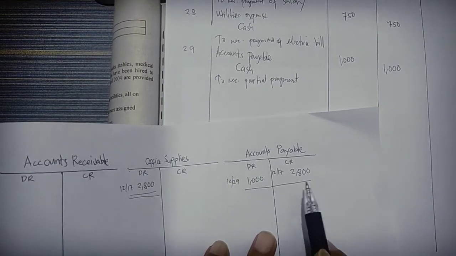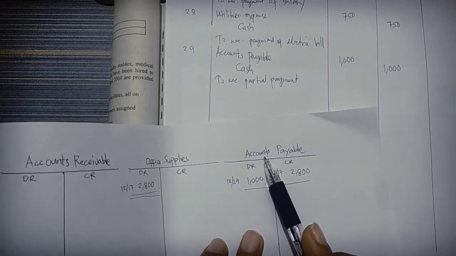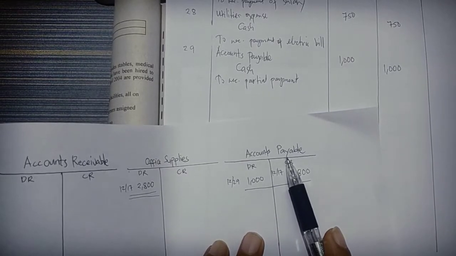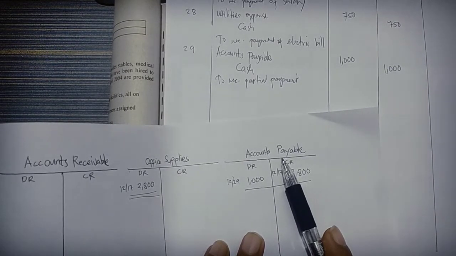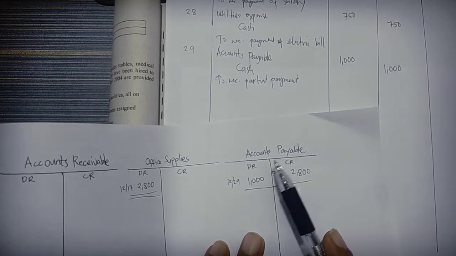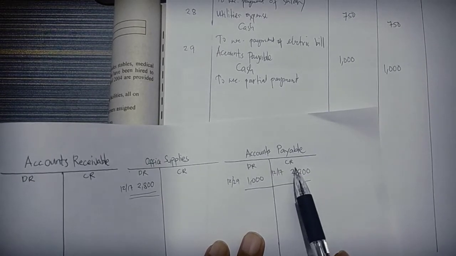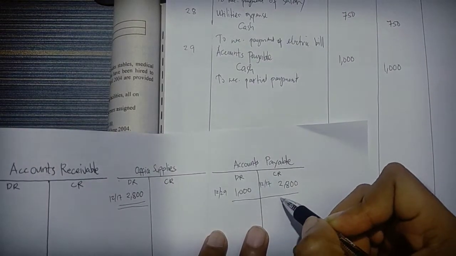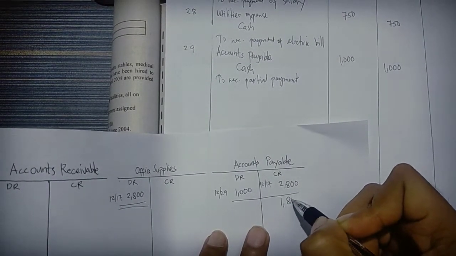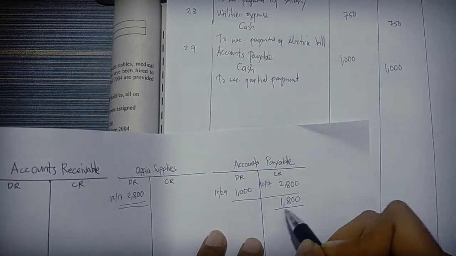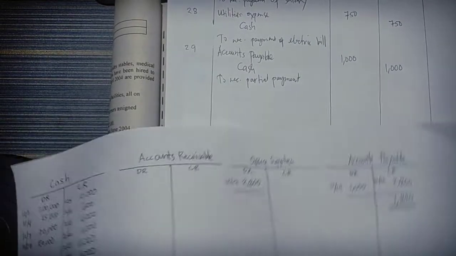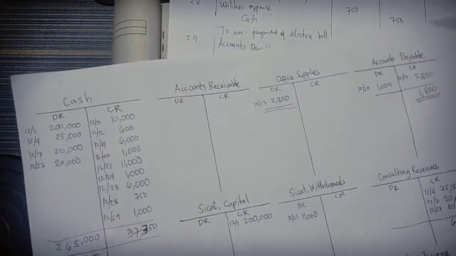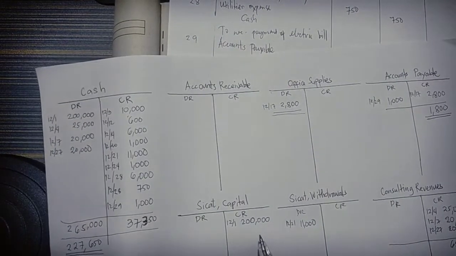Now, the question, ano yung normal balance na accounts payable? So, sa liabilities, ano yung normal balance? So, that is on the credit side. Okay? So, dito natin ilalagay yung difference niya na 1,800. Then, double rule. Always double rule para ma-determine natin ang final answer niya.